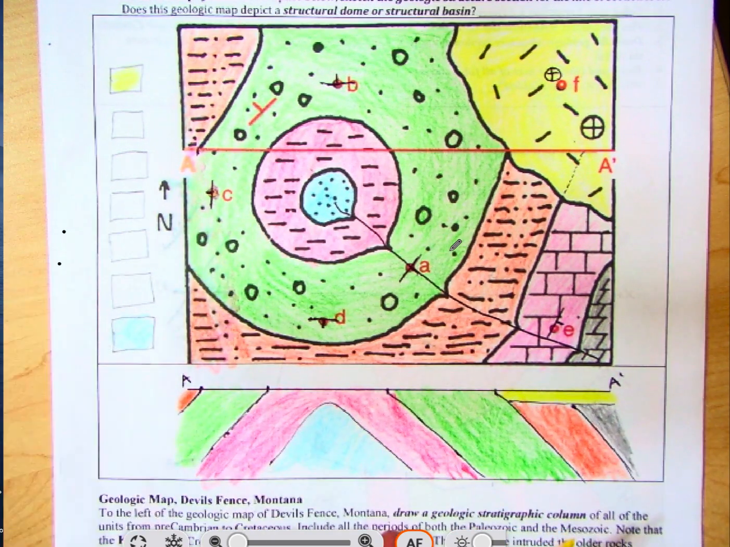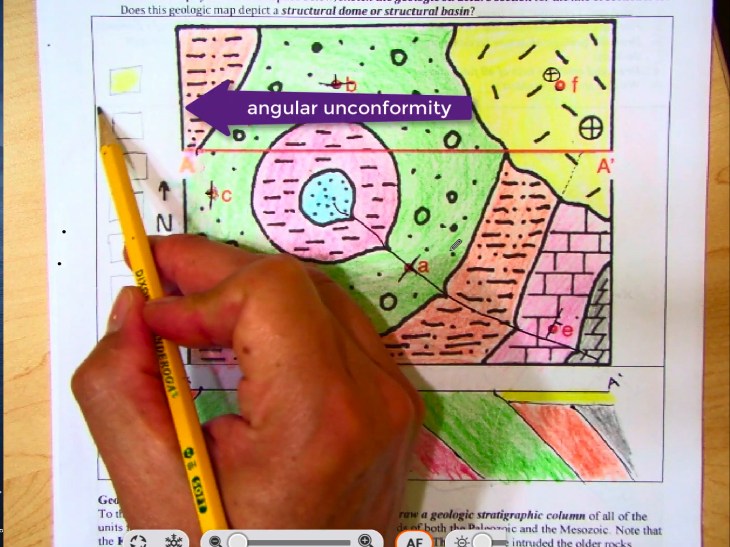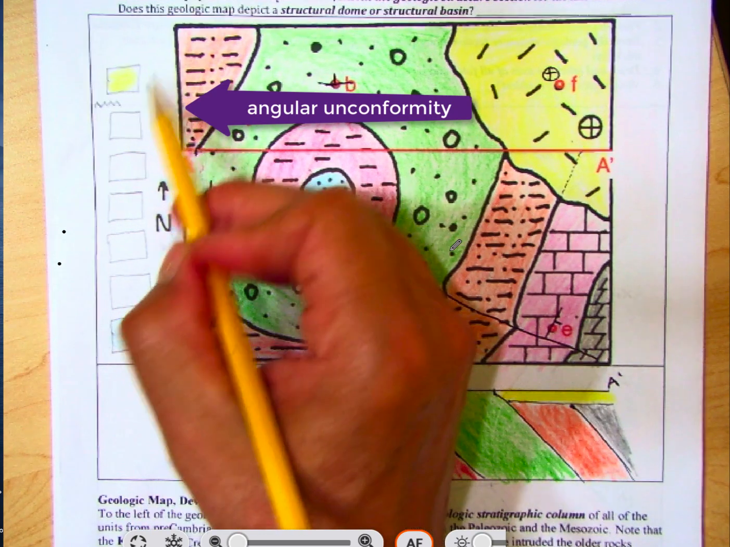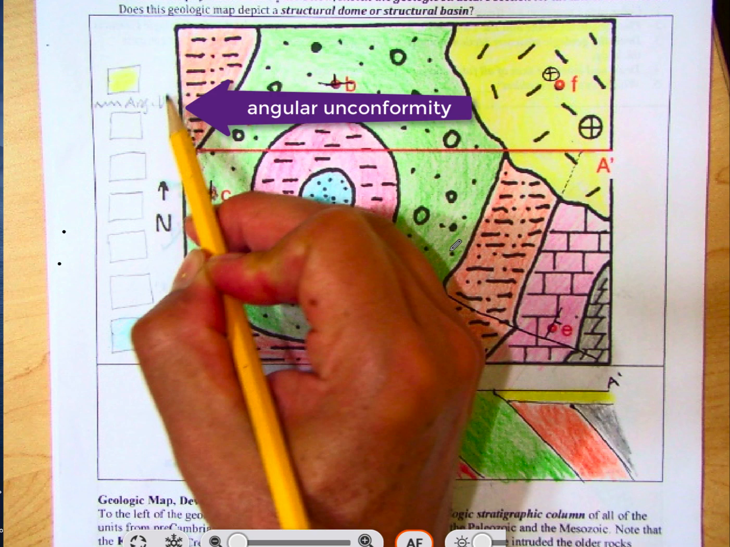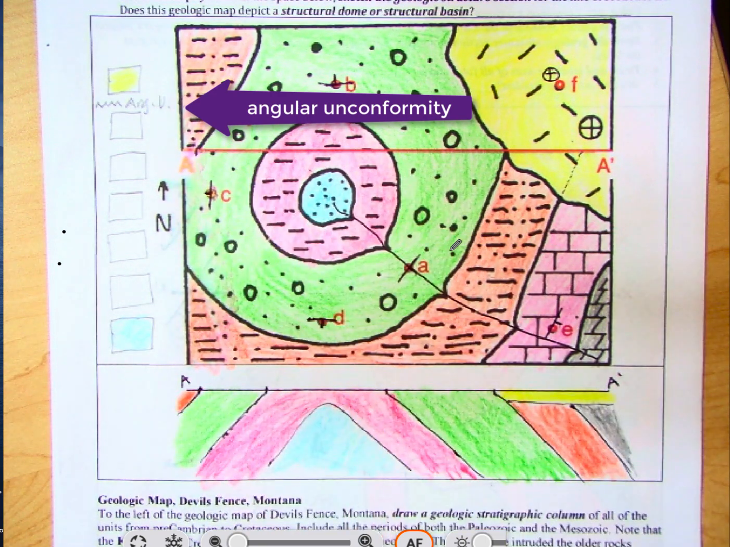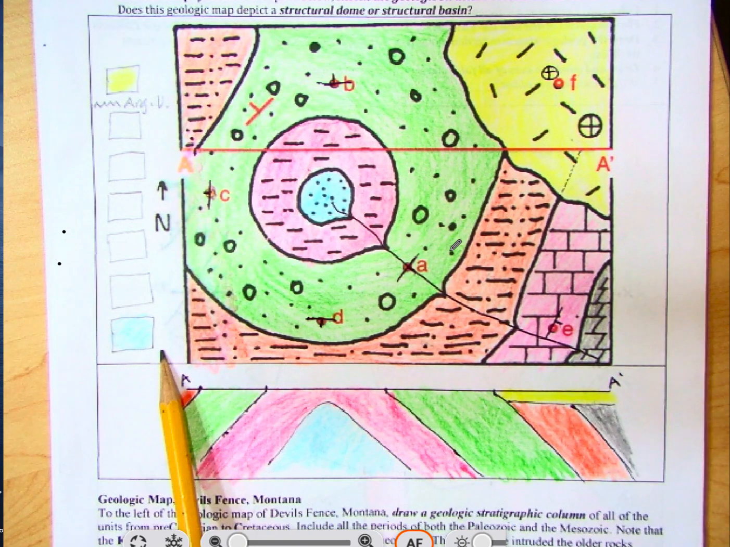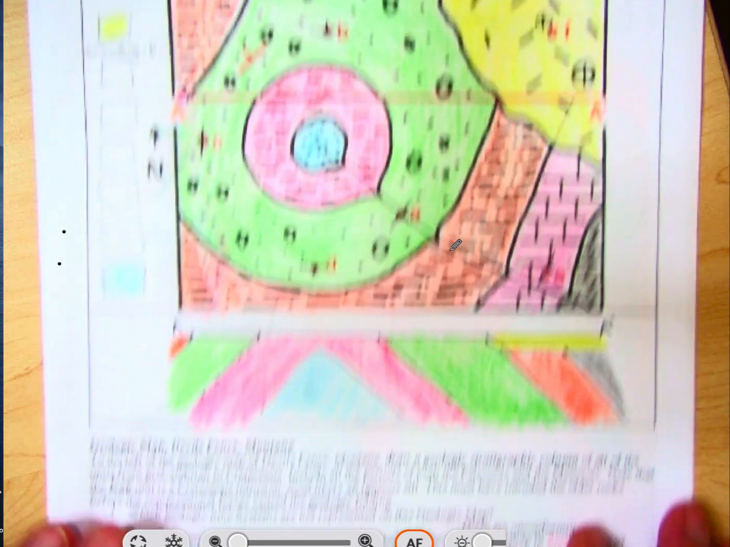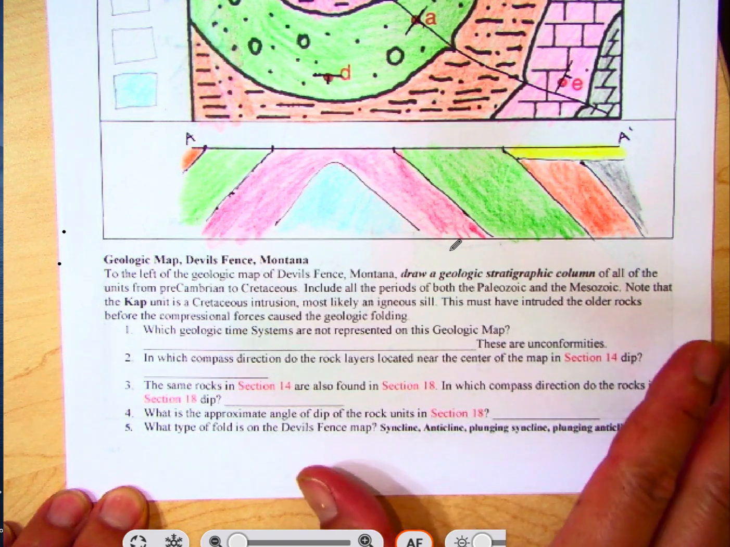So what I'd like you to do is, and remember, between the yellow unit and these older units is going to be some sort of unconformity. In fact, it's an angular unconformity up at A and G U. So there's some unconformity right in there. So just color in the boxes to show that, and again, whatever color is used to show that order from oldest to youngest.